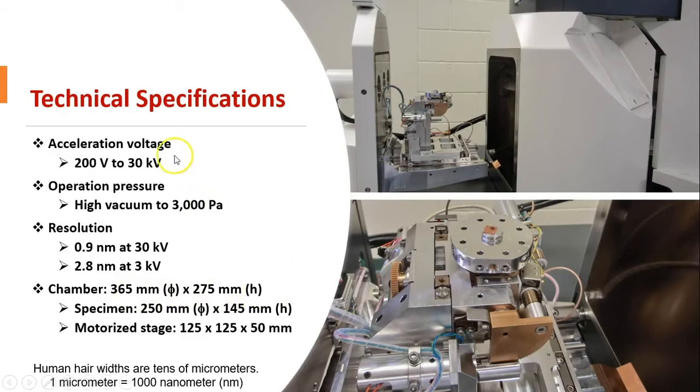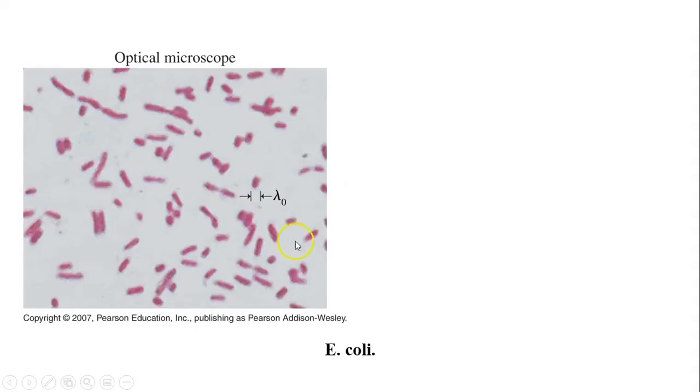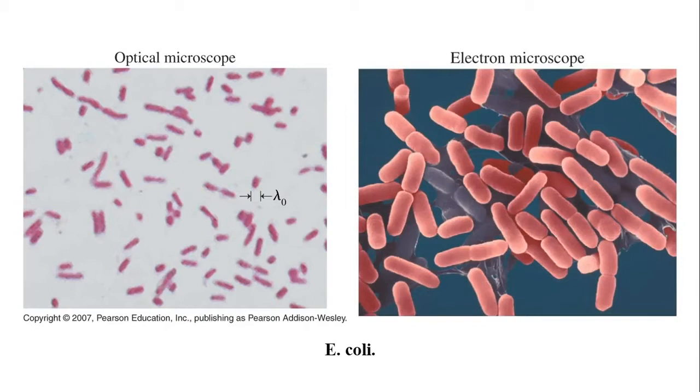So I will talk about how different acceleration voltage and operation pressure affect the imaging. This one is an image of E. coli from a light microscope. For optical instrumentation, the resolution is around half the wavelength. The wavelength of visible light ranges from 400 nanometers to 700 nanometers. And how to improve the resolution? That means we need to use shorter wavelengths of electromagnetic waves.